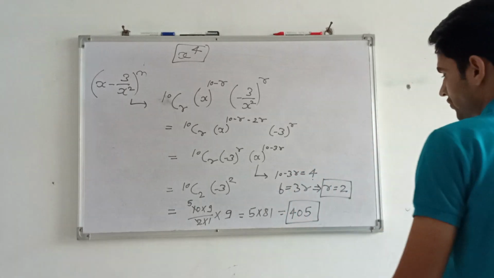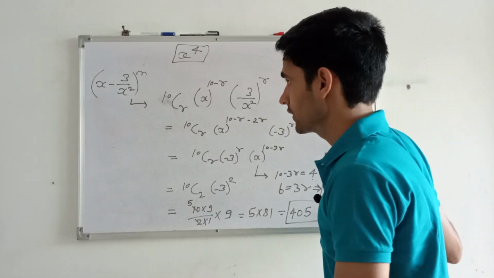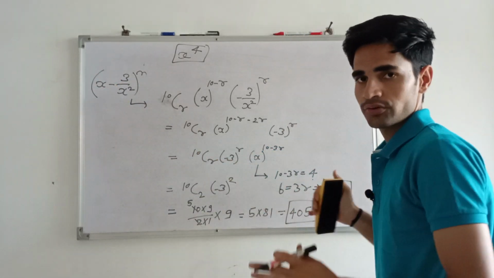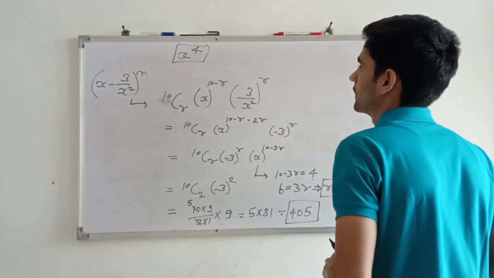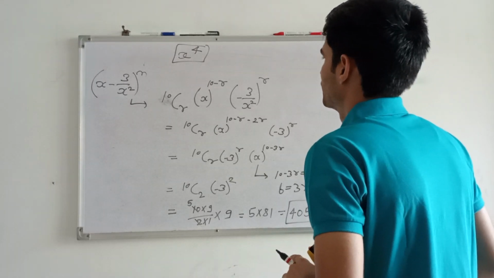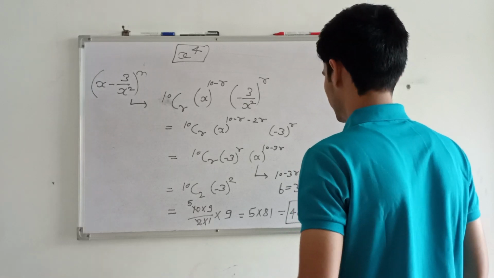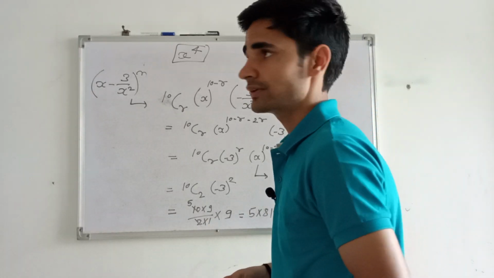So the coefficient of x^4 in the expansion of this expression is 405. That is all for this question. Now let us do one more question.